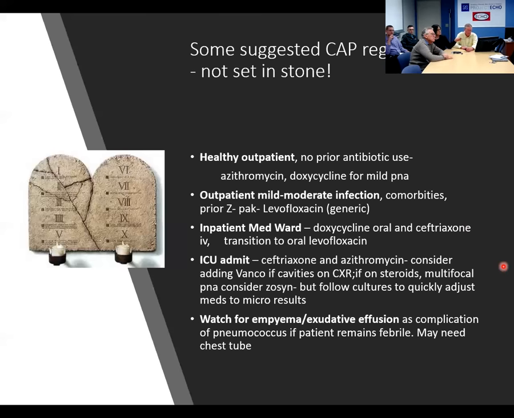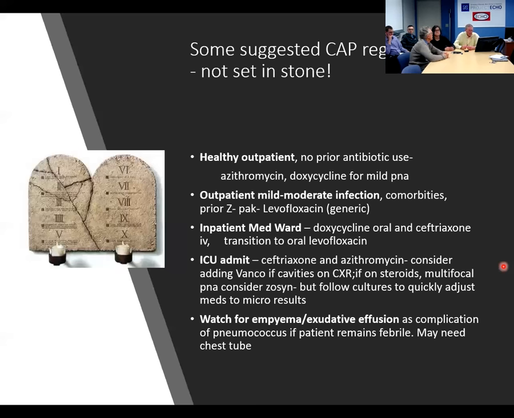So one of the things that we'll do for outpatient mild to moderate infection with comorbidities, when they've had the Z-Pak prior, or with or without the Z-Pak prior, we'll do amoxicillin plus atypical coverage. So high dose amoxicillin, 2 grams PO twice a day, plus the atypical, so doxy or azithro. We prefer that over Levaquin a lot of times, but the duration would be very similar, 5 days or less in some cases.